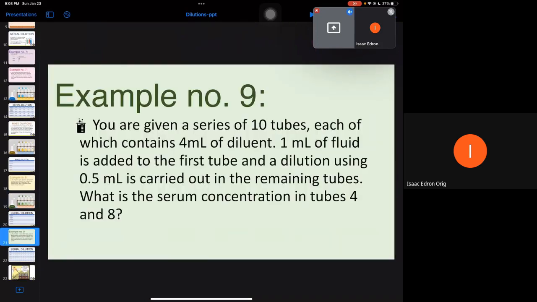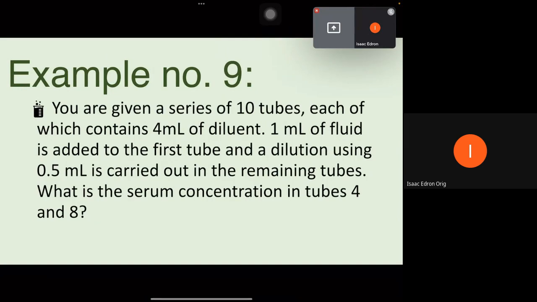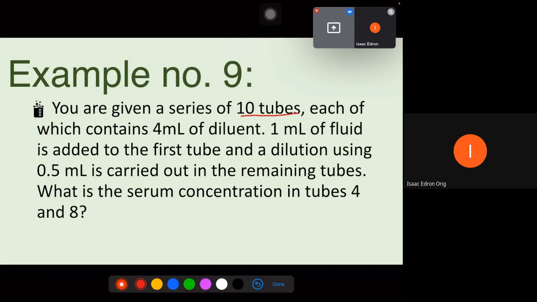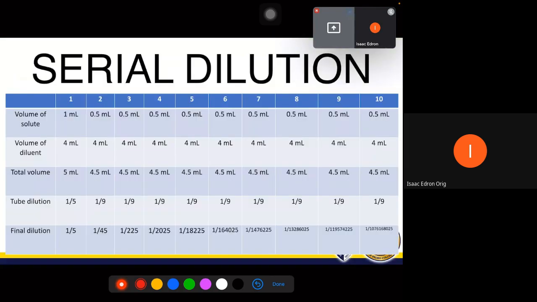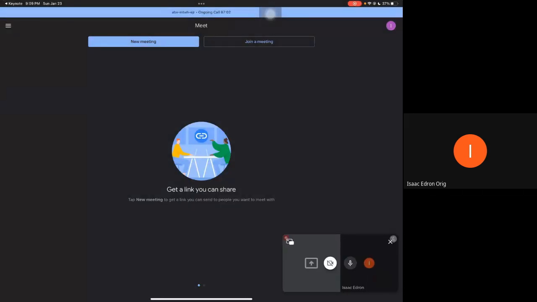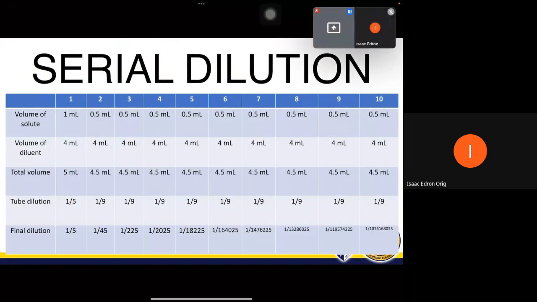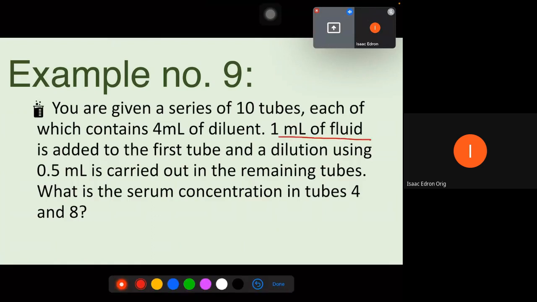So, ito. Last example. You are given a series of 10 tubes. Ito, 10 tubes, each of which contains 4 ml of diluent. Okay? 4 ml of diluent. So 1 ml of fluid is added to the first tube, and a dilution using 0.5 ml is carried out in the remaining tubes. So what is the serum concentration in tubes 4 and 8? Okay, so, di ba, sinabi dito na 1 ml of fluid is added to the first tube, and then a dilution using 0.5 ml is carried out in the remaining tubes.